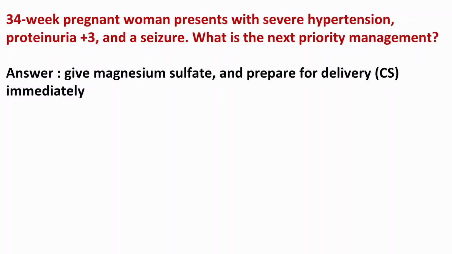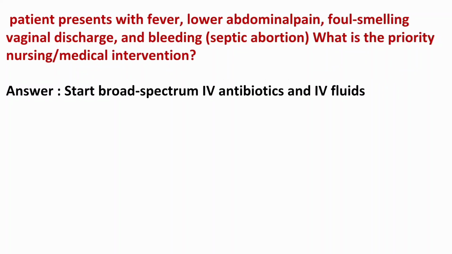A 34-week pregnant woman presents with severe hypertension, proteinuria +3, and a seizure. What is the next priority management? Answer: Give magnesium sulfate and prepare for delivery, CS, immediately. A patient presents with fever, lower abdominal pain, foul-smelling vaginal discharge, and bleeding, septic abortion. What is the priority nursing/medical intervention? Answer: Start broad-spectrum antibiotics and IV fluids.